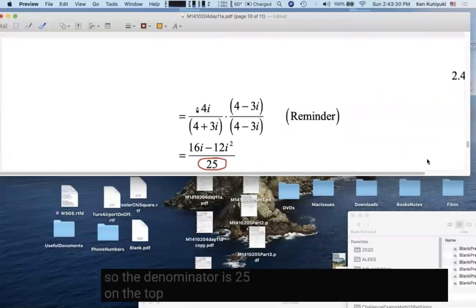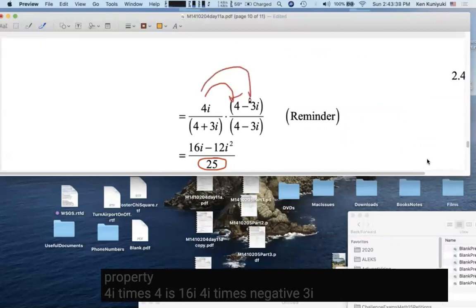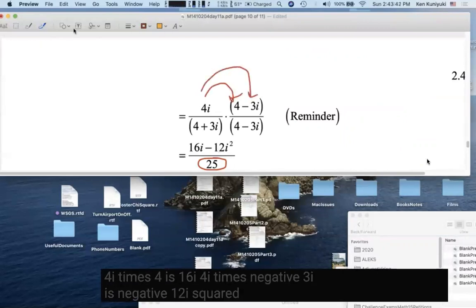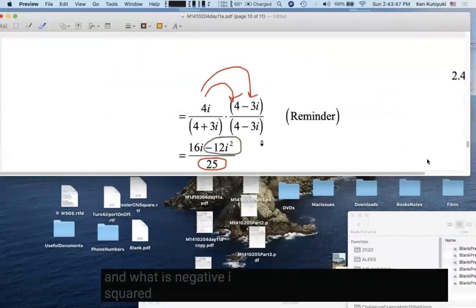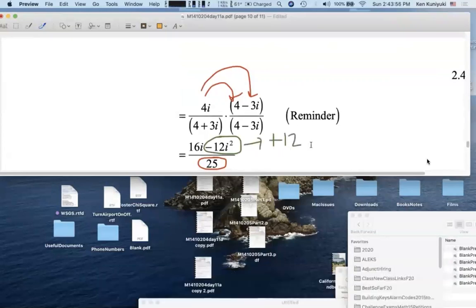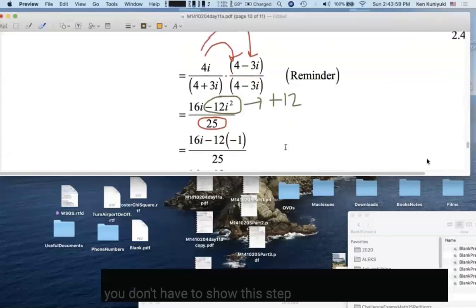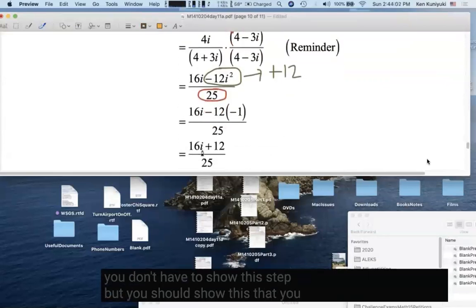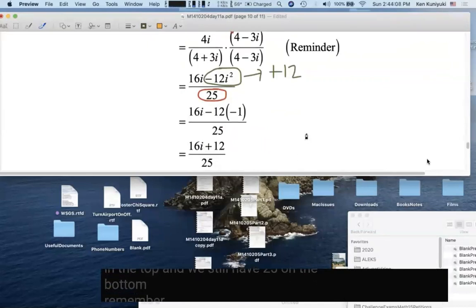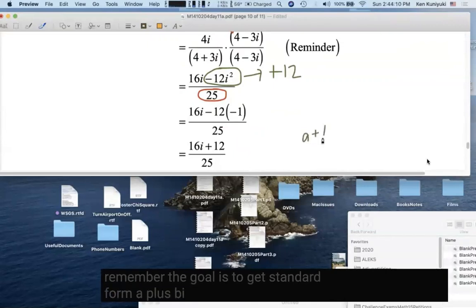On the top, we end up with the product of these. We get that from the distributive property. 4i times 4 is 16i. 4i times negative 3i is negative 12i squared. And what is negative 12i squared? It's negative 12 times negative 1. That's going to end up being a positive 12. You don't have to show this step, but you should show this: you get 16i plus 12 in the top, and we still have 25 on the bottom. Remember, the goal is to get standard form, a plus bi, where a and b are real.